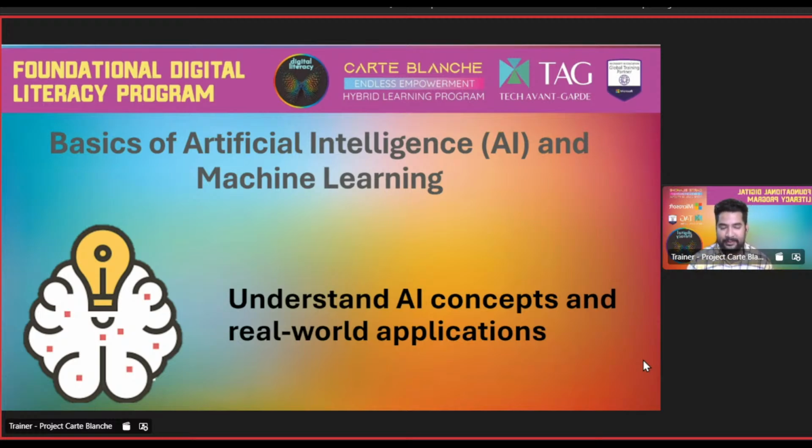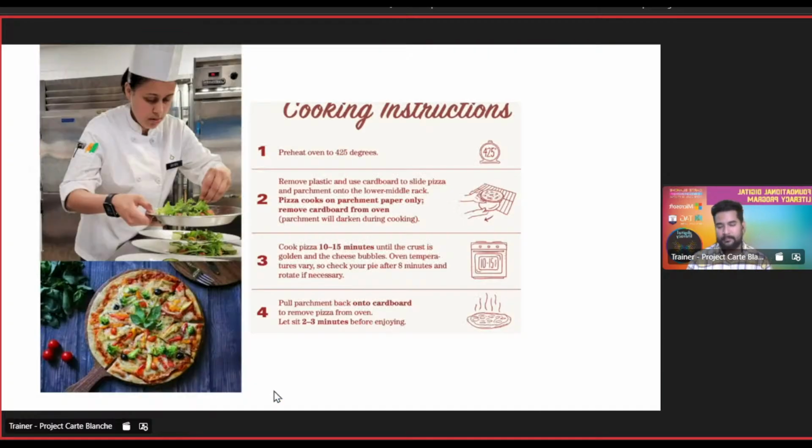I really wanted to start with one image. Maybe that image will connect with you. So I'm trying to show you this image, where a chef is there, there is a cooking instruction on how to make a pizza, and there is an image of a pizza.